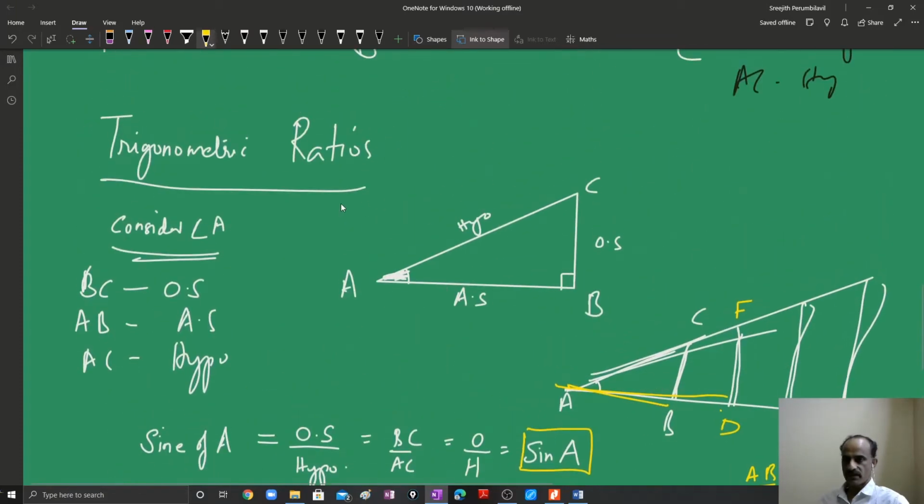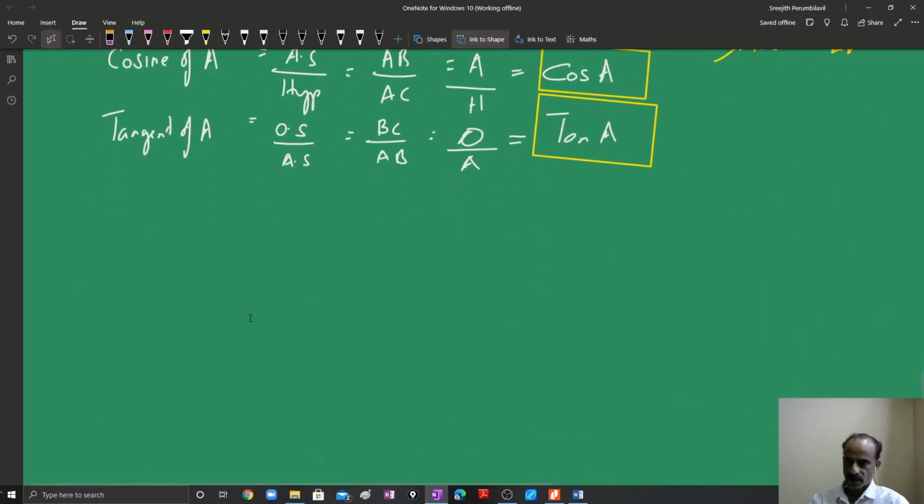Next one is, I'm just copying this figure here.